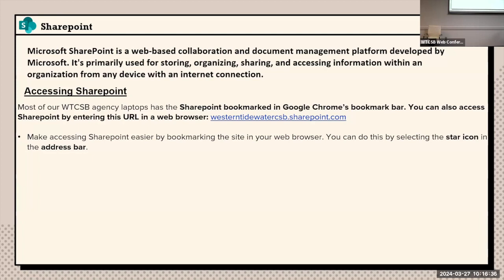When we go into the WTCSB website and click through to the resources and employee portal, it makes our website stats look bad, like somebody is clicking into the website and then going back instead of going to the SharePoint. It's better to go through a bookmark, or type in the URL, which is westerntidewatercsb.sharepoint.com.